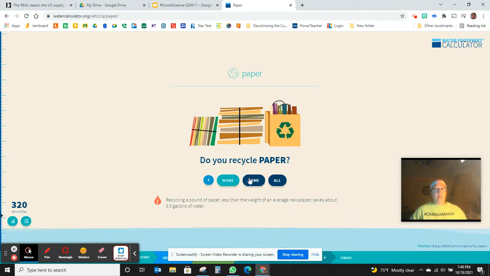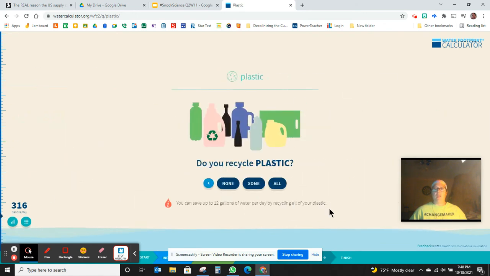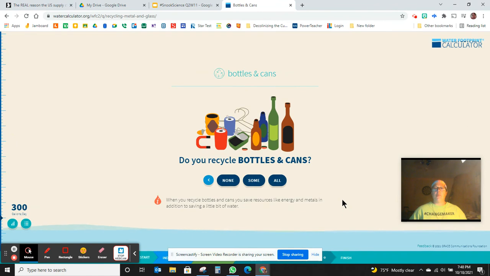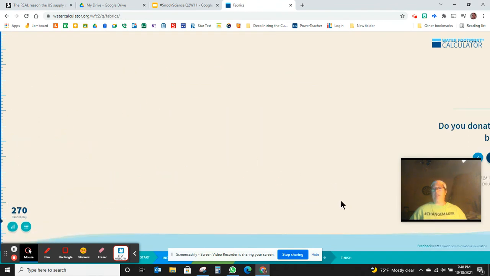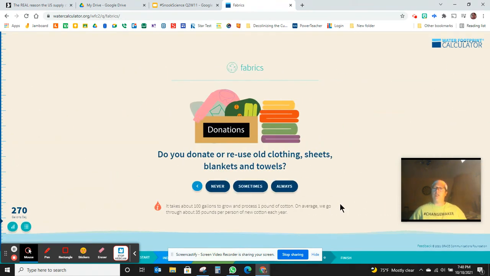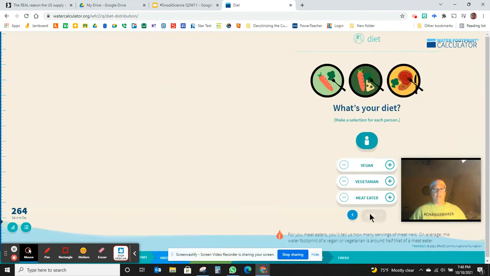Do I recycle paper? Absolutely. Do I recycle plastic? Absolutely. Do I recycle bottles and cans? Absolutely. Or I reuse them. Do I donate? Yes, always.